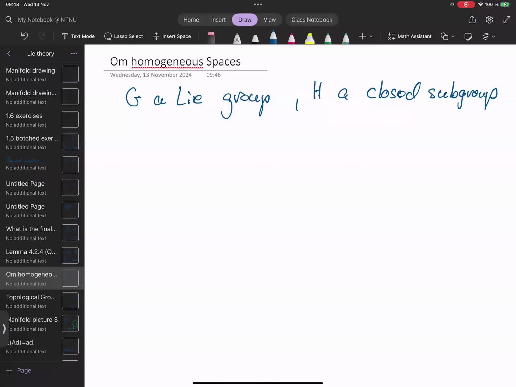Right. In this series of video lectures, we basically want to study and construct a manifold structure on homogeneous spaces. And the setup is as follows. We have G, a Lie group, and H, a closed subgroup. And then the set we want to be looking at is this coset set. Those are all the cosets where the g is varying through the group G.